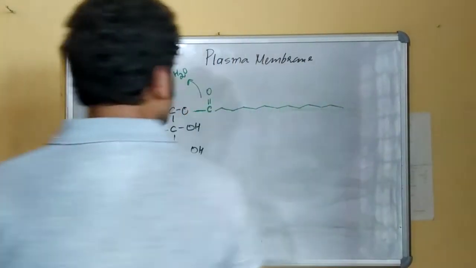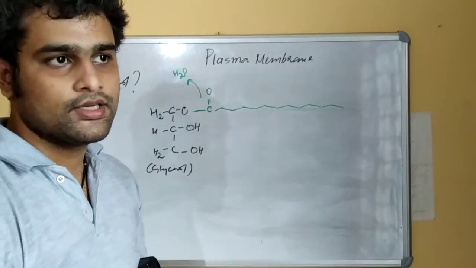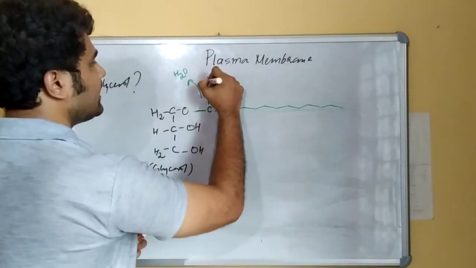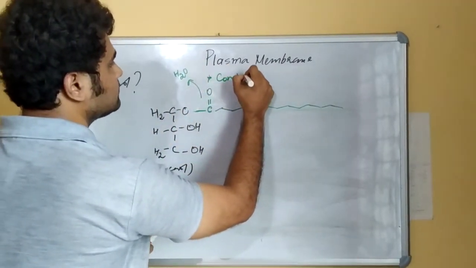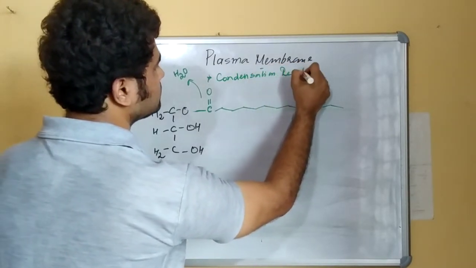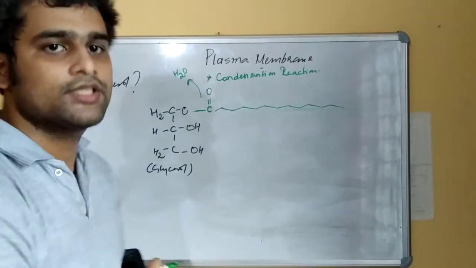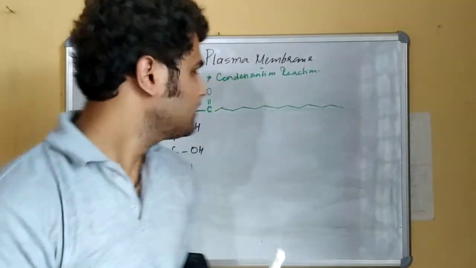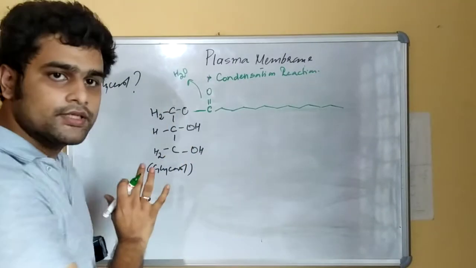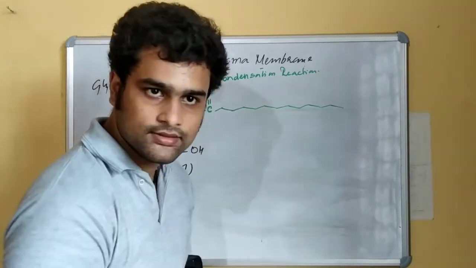So what do you call a reaction which has water as a byproduct? We call such reactions condensation reactions. So this is an example of a condensation reaction. Now, in this particular molecule, this is a glycerol having one fatty acid.